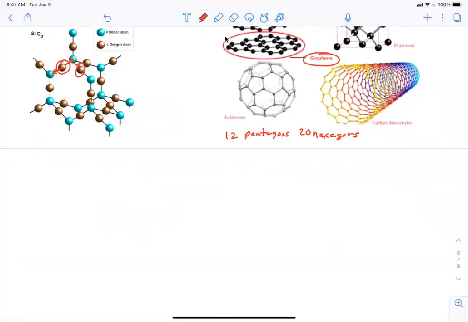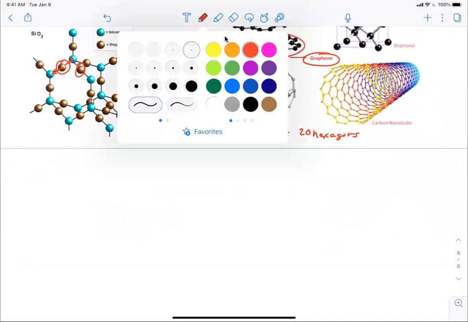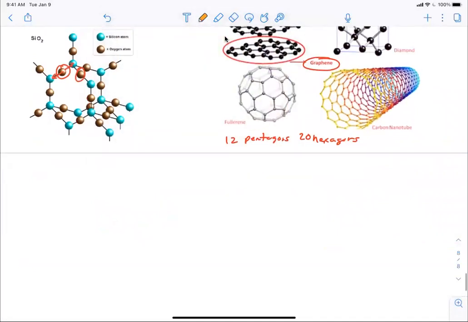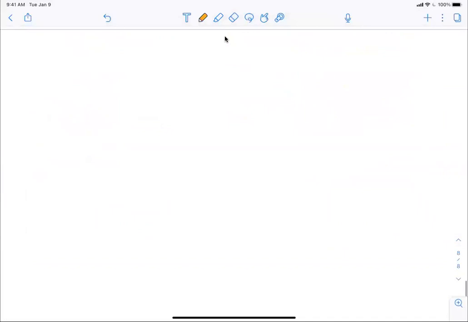Speaking of shapes that you have to memorize, that is where this comes into play as well. We're going to create a big chart of this with electronic geometries.